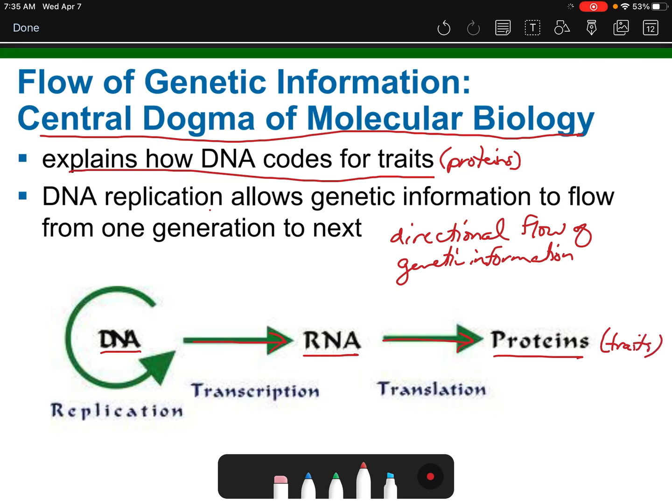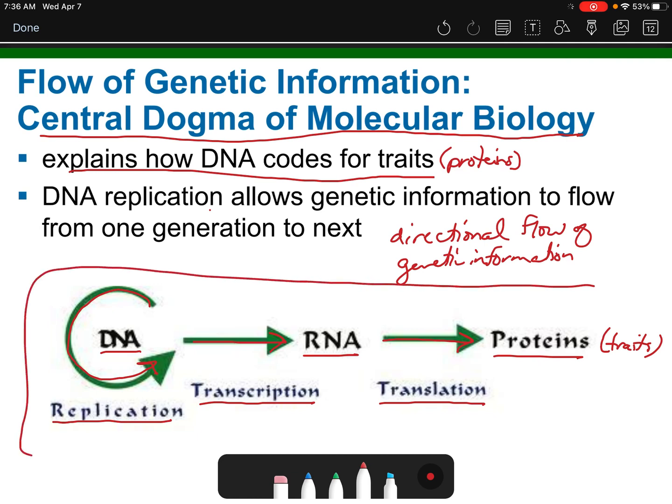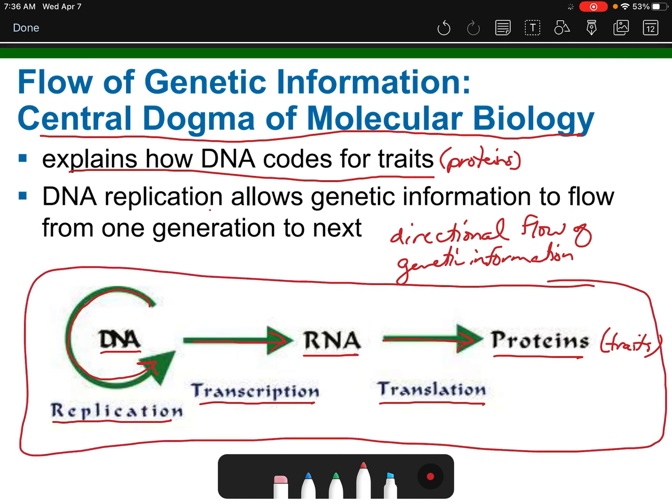Now, there's three main processes involved that we'll be talking about in this chapter. The first one is replication. That's why we have this arrow kind of pointing on itself for DNA, because that's showing that DNA can replicate itself. When we copy DNA onto RNA, we use the process called transcription. And then when we use the code on RNA to make a protein, we call that process translation. So this whole schematic here is what we call the central dogma of molecular biology.